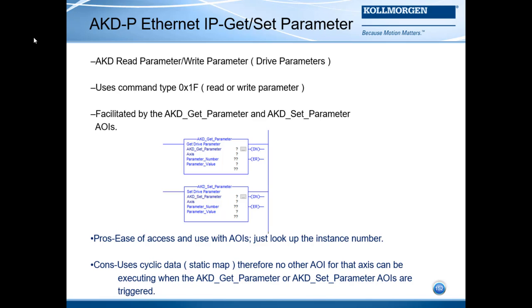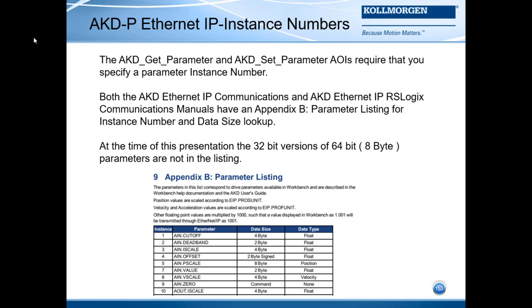Cons are that it uses the cyclic data, the static map, to execute the method. Therefore, no other add-on instruction can be executing when the AKD get parameter or AKD set parameter add-on instructions are triggered. The AKD get parameter and AKD set parameter require that you specify a parameter instance number.